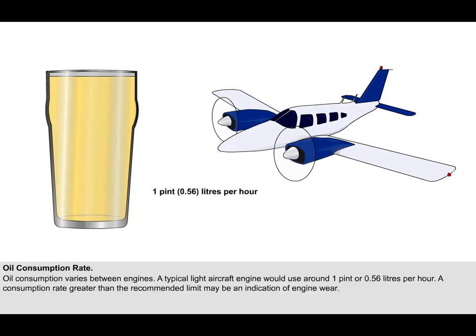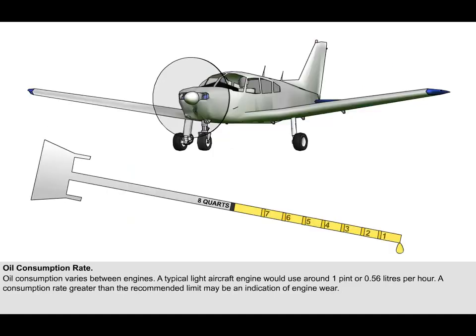A typical light aircraft engine would use around 1 pint or 0.56 litres per hour. A consumption rate greater than the recommended limit may be an indication of engine wear. The Lycoming engine used in the Warrior training aircraft is an American engine. Its maximum oil consumption rate is 1 US quart per hour.